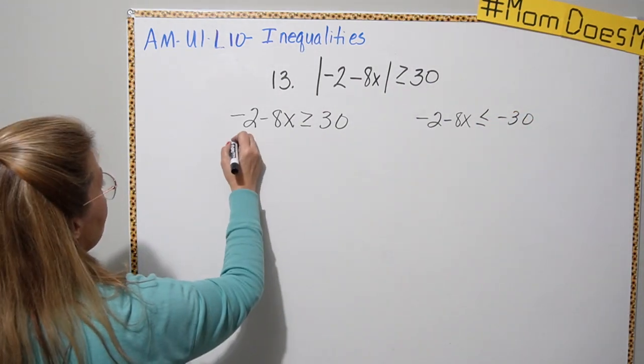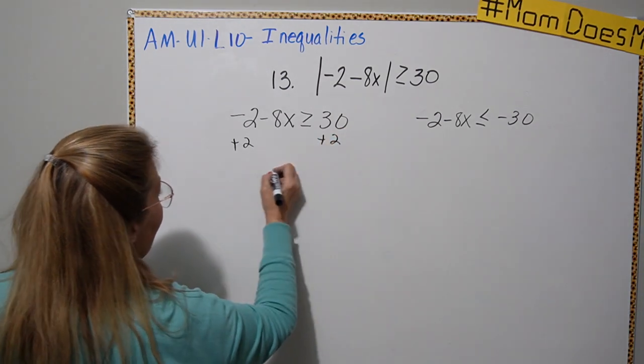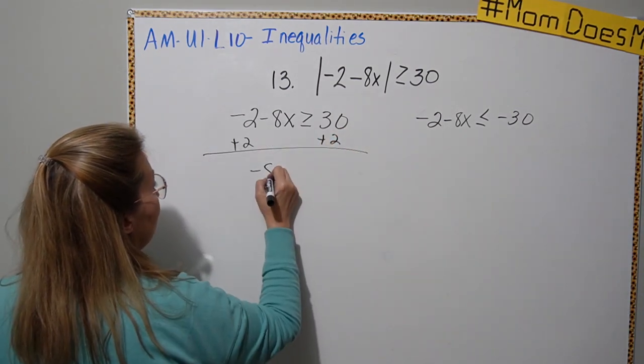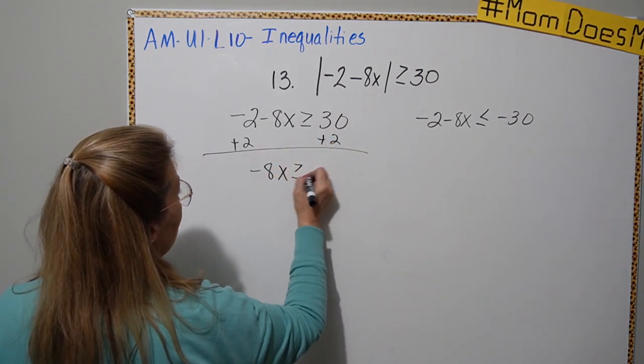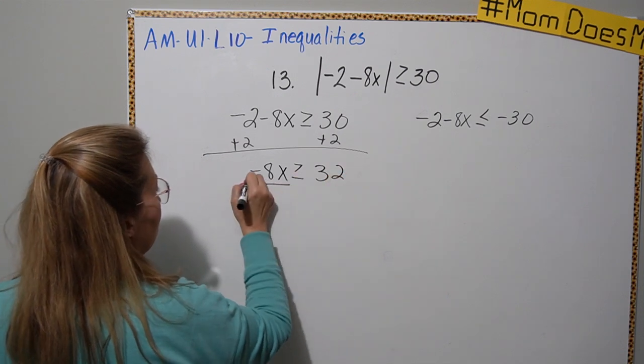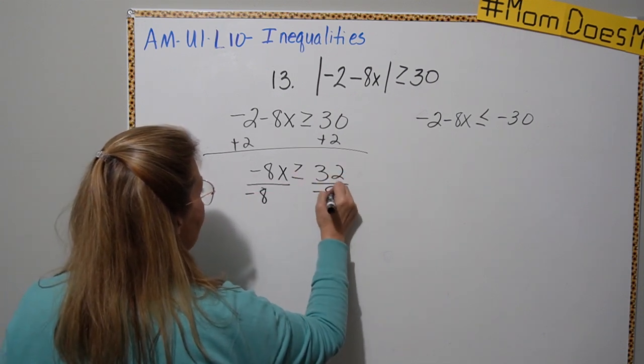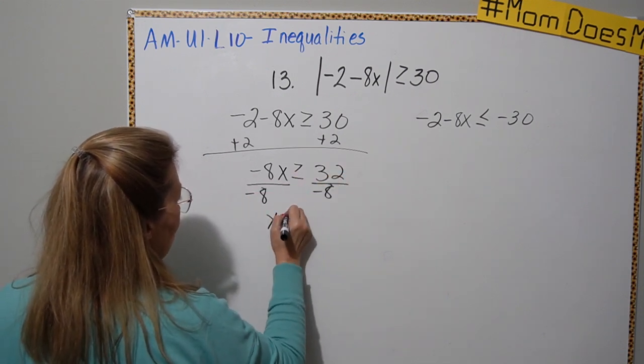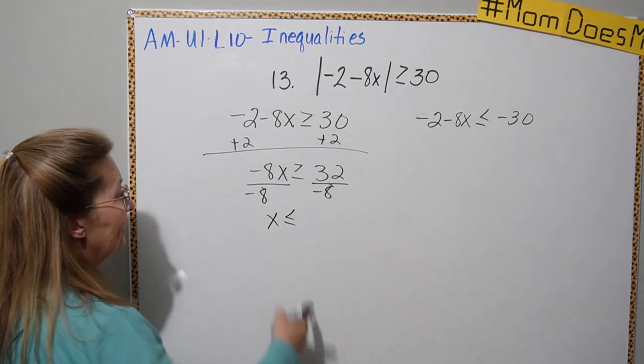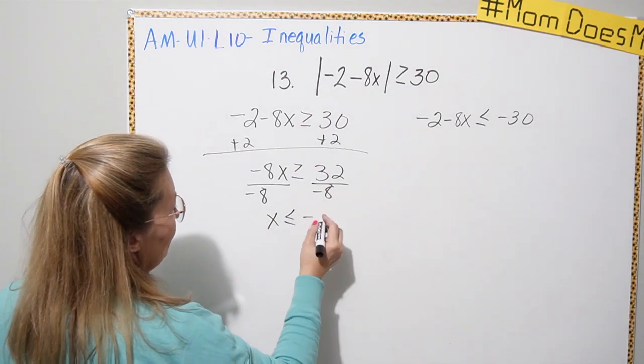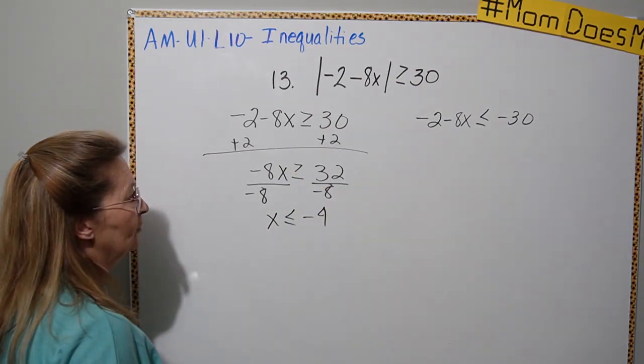Okay, so just solving, add 2 to each side. I have negative 8x is greater than or equal to 32. I'm going to divide by negative 8. So that is going to make me flip that sign. And 32 divided by negative 8 is negative 4.